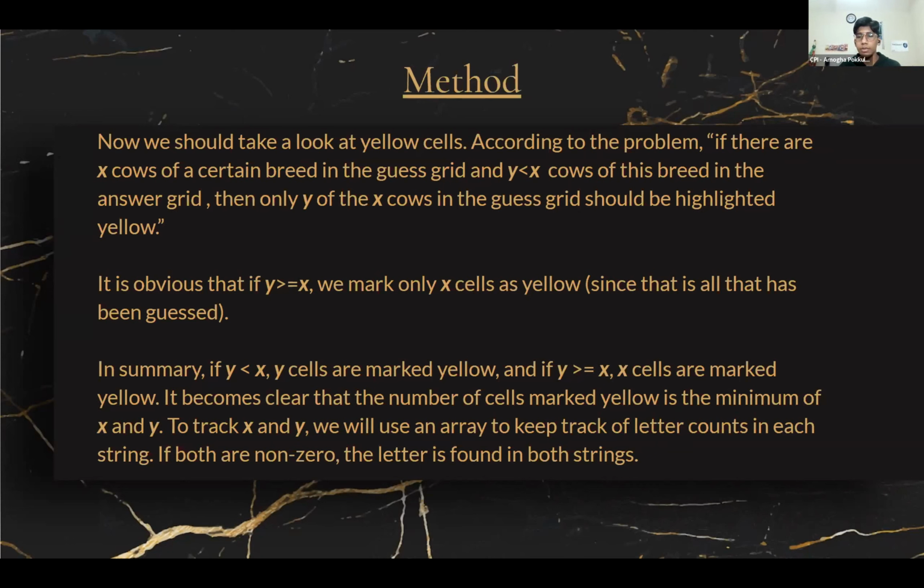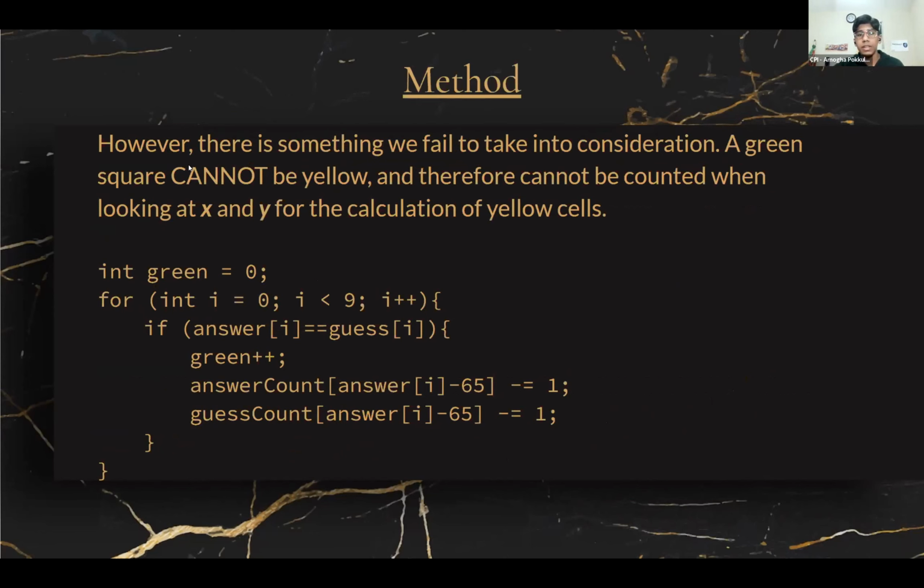And as we go across each letter, if both are non-zero, we know that this letter is found in both the answer and the guess, and therefore we can calculate yellow for that specific letter. However, there is something we failed to take into consideration. A green square cannot be yellow, and that's obvious. Therefore that cannot be counted when looking at X and Y for the calculation of yellow cells.